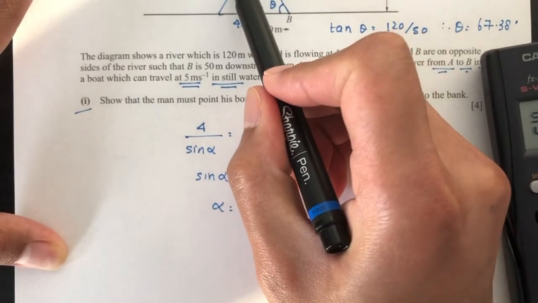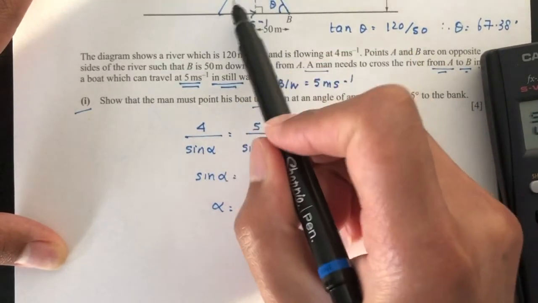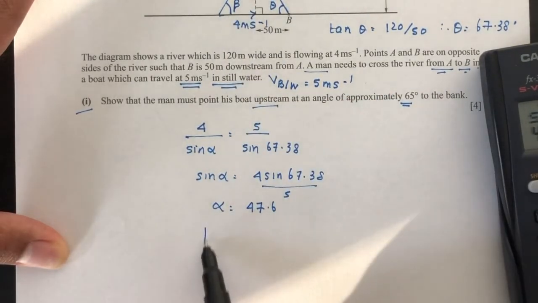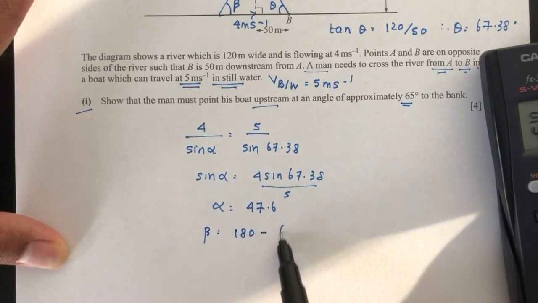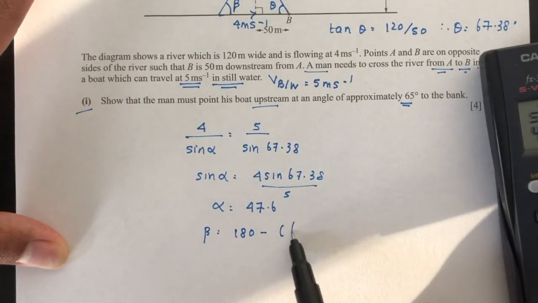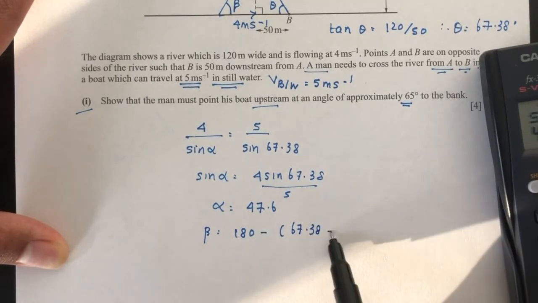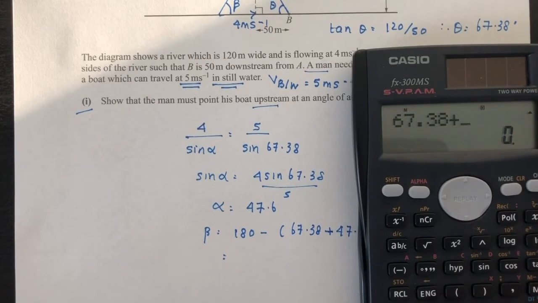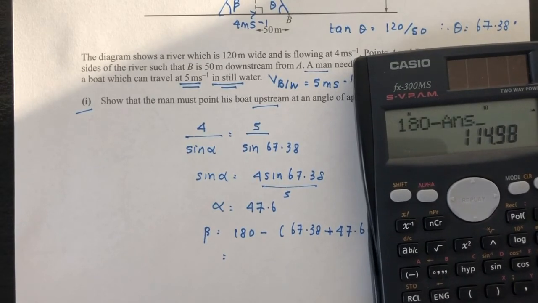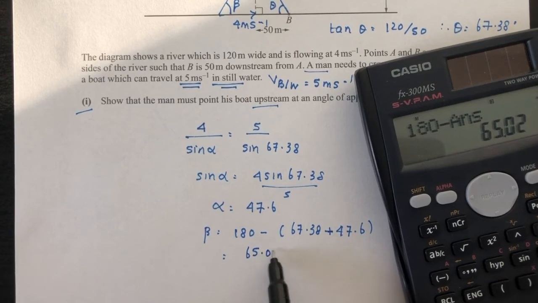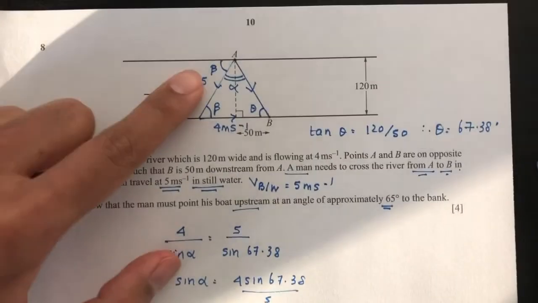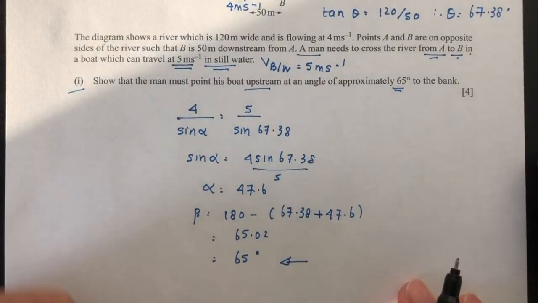So what is this angle? Let's call this beta. So this will be the same as this. This is basically the third angle of the triangle. So beta will be 180 minus, so we have theta as 67.38, minus 47.6. Let's find out the answer. 180 minus that will be approximately 65.02, which is 65 degrees. Shown that this angle here is approximately 65. Okay, so that is part 1.